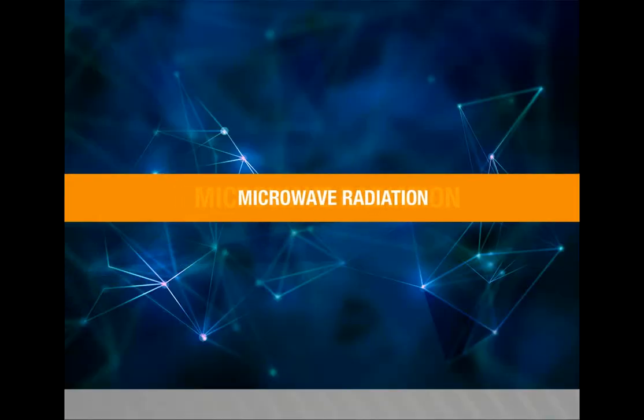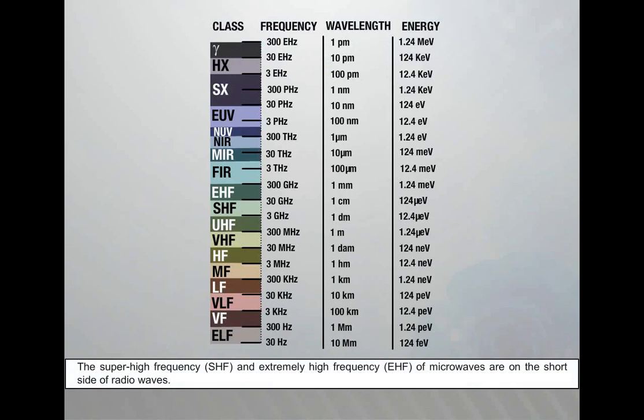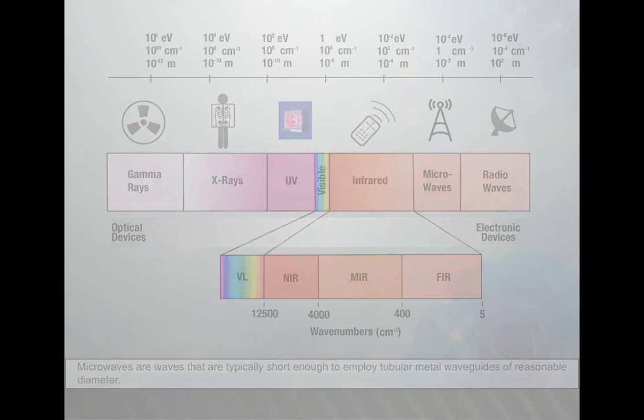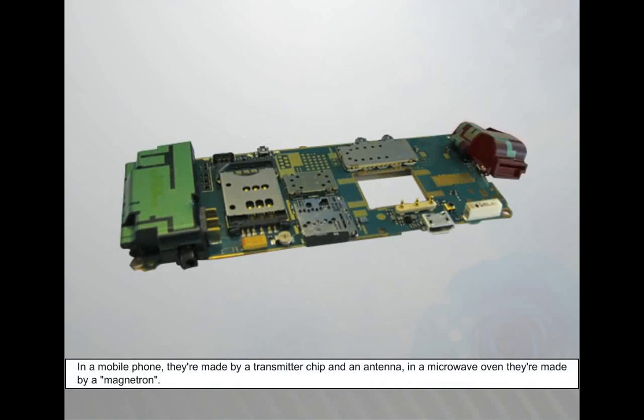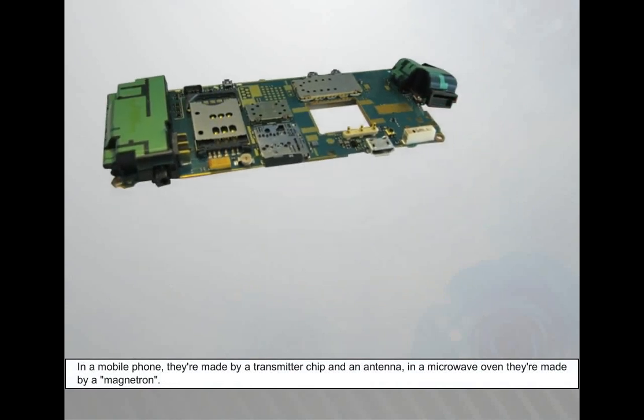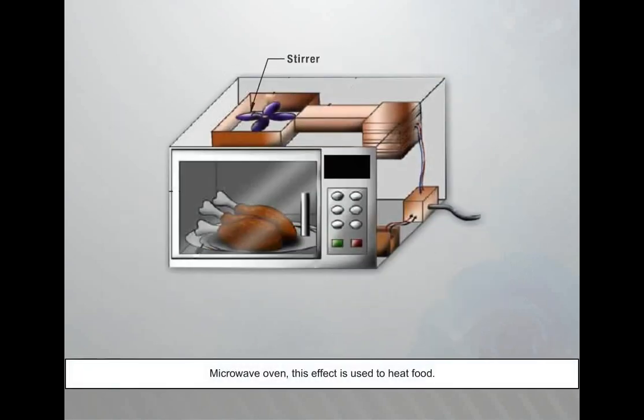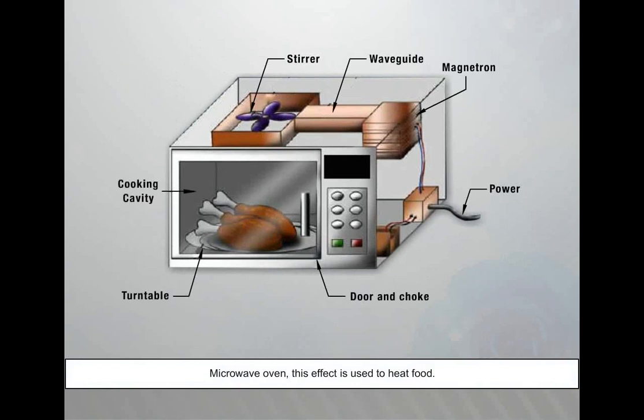Microwave radiation. In this video, we are going to see about microwave radiation. The super high frequency SHF and extremely high frequency EHF of microwaves are on the short side of radio waves. Microwaves are waves that are typically short enough, measured in millimeters, to employ tubular metal waveguides of reasonable diameter. In a mobile phone, they are made by a transmitter chip and an antenna. In a microwave oven, they are made by a magnetron. This effect is used to heat food.